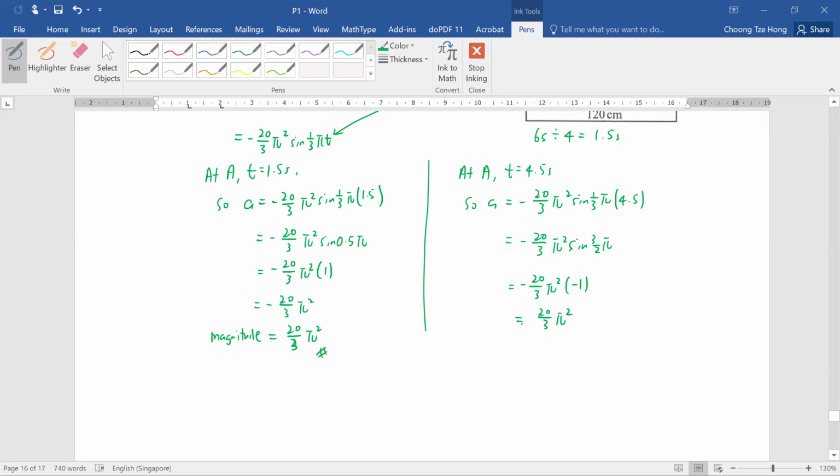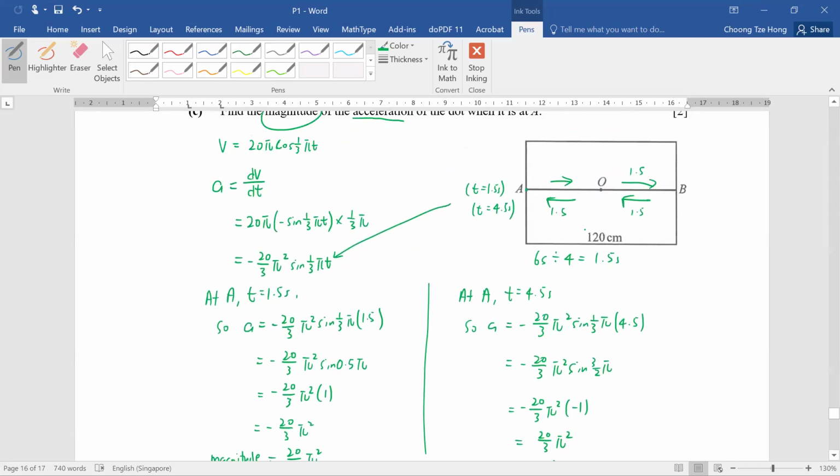So we actually get the same answer. Since now we're only looking for magnitude, meaning we want to know the size, we want to disregard the negative sign. So the magnitude will still be the same answer. Regardless of whether you envision the particle moving from O to A first, then to B, or from O to B first, then to A, you will end up with the same answer. Right, so this is how you do a question like this.